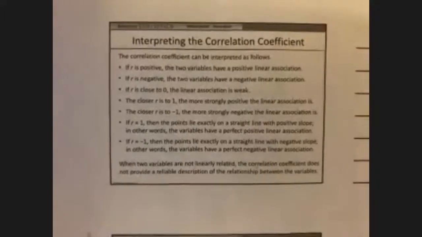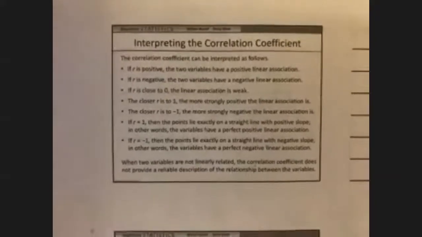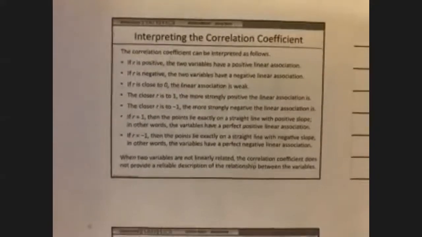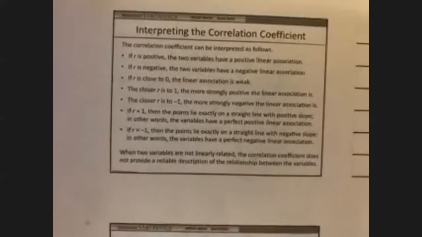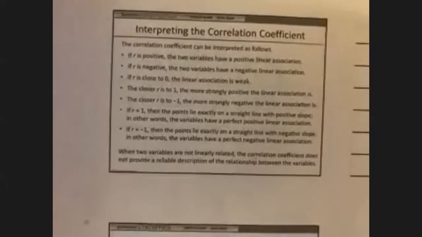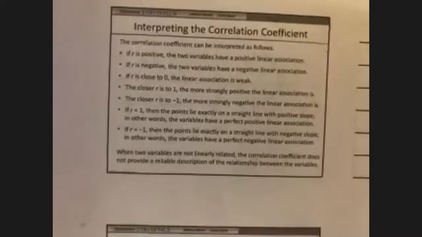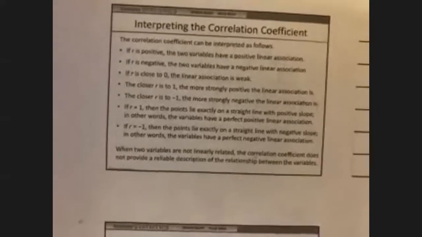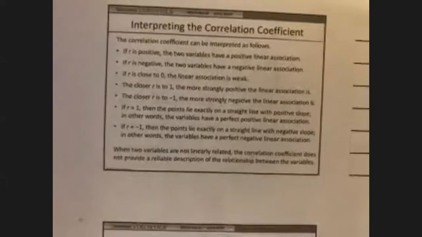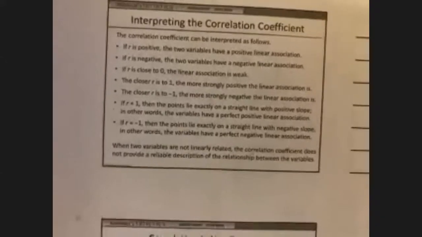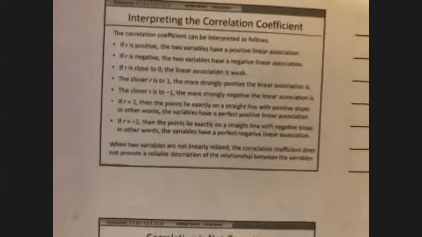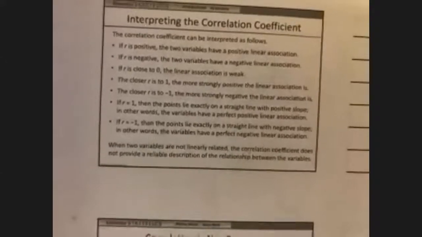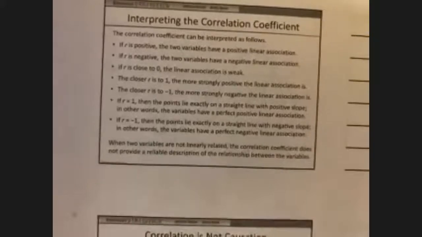If R is negative, then it's a negative association. If it's close to 0, then there's not a real good relationship. The closer you are to positive 1, the more perfect the line is. If you can get 1 spot on, like if it tells you R is 1, that means take a ruler and play connect the dots. Every single one of those dots is going to be exactly on the same line.